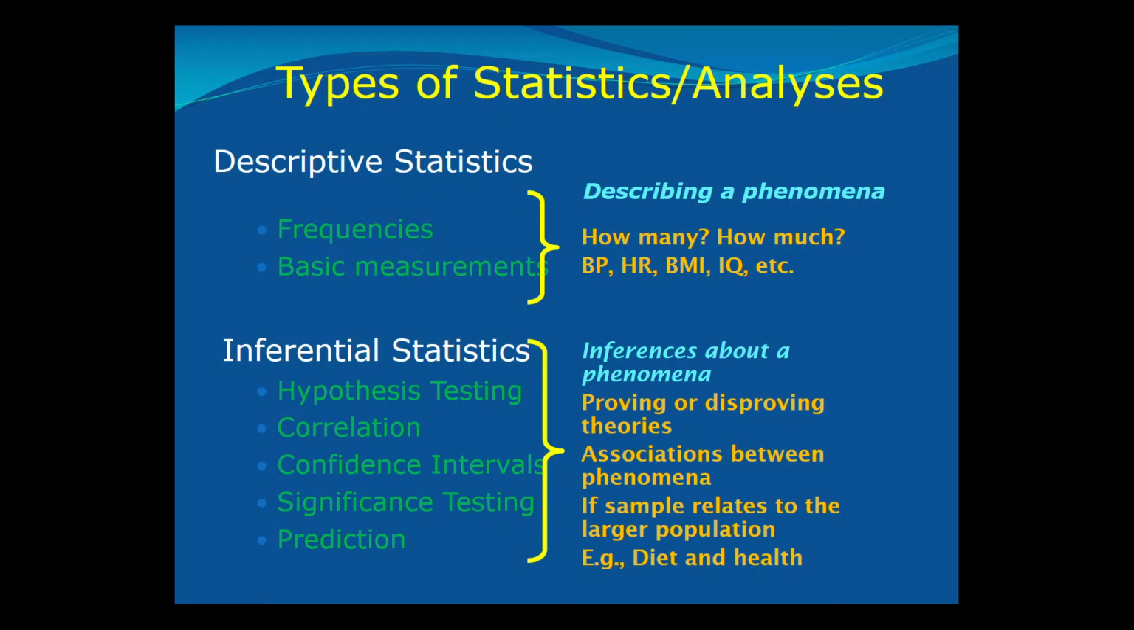Let's look at the different types of statistics which can be used to analyze different types of data: descriptive statistics and inferential statistics. We use descriptive statistics to describe phenomena, and descriptive statistics answer the question: how many, how much? We use descriptive statistics to analyze frequencies or basic measurements.